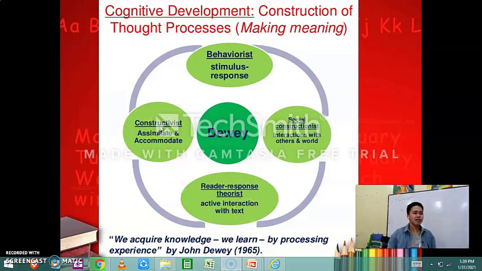Ang constructivism naman, it assimilates and it accommodates. So from the word itself, constructivism, it constructs a specific learning into assimilation that will put learning into concrete experiences. So sabi ni John Dewey, we acquire knowledge, we learn by processing experiences. So that's very true.